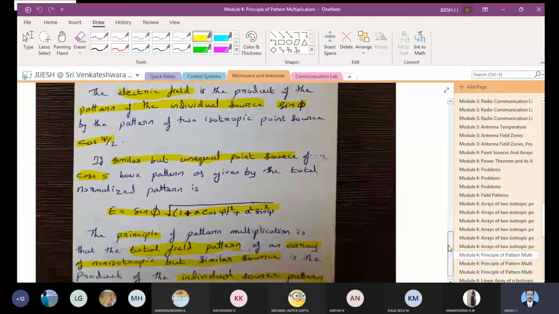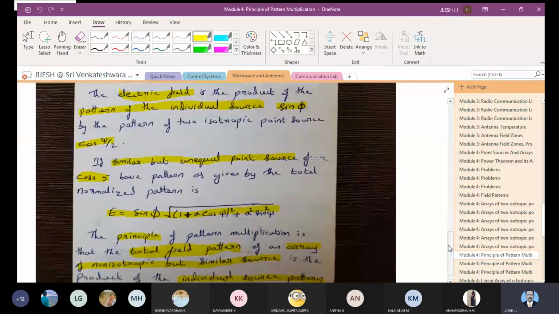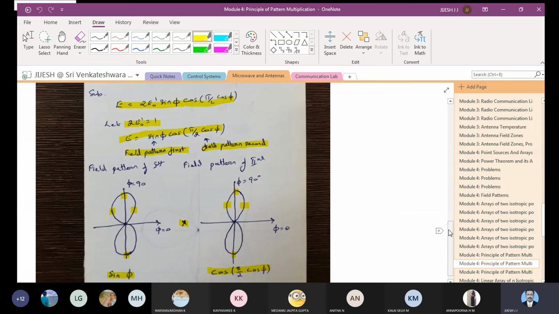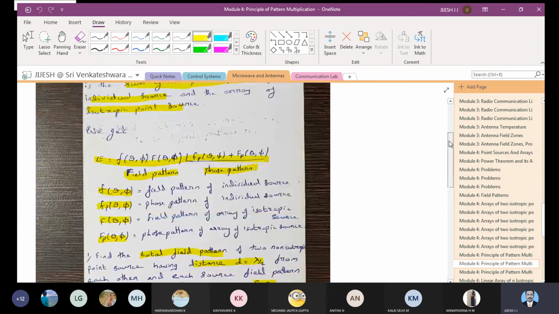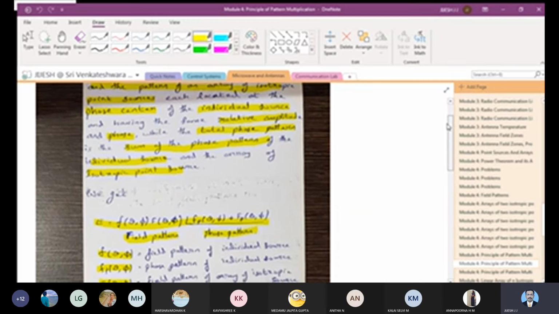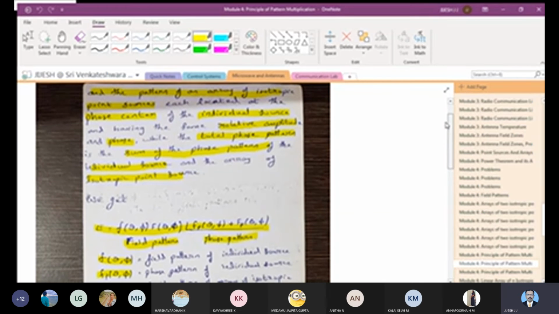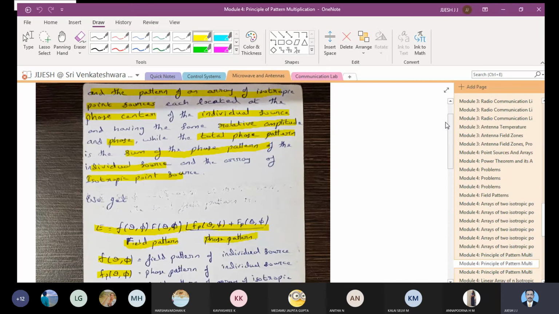So in the principle of pattern multiplication, you can say that the total field pattern of an array of non-isotropic but similar sources is the product of individual source patterns. So when you go for pattern multiplication, you have to take the multiplication of the field pattern as well as the combination of the phase pattern. Here the individual sources have the same relative amplitude and phase, while the total phase pattern is the sum of the phase pattern of the individual sources.